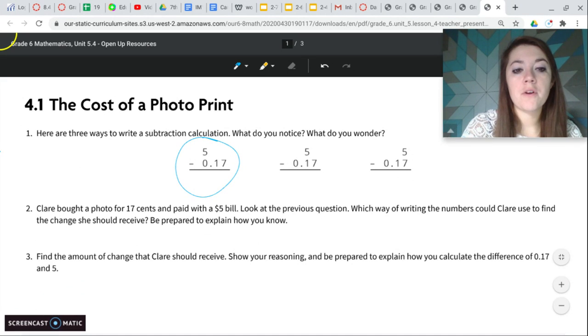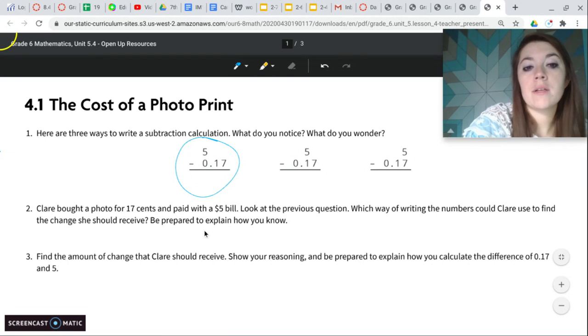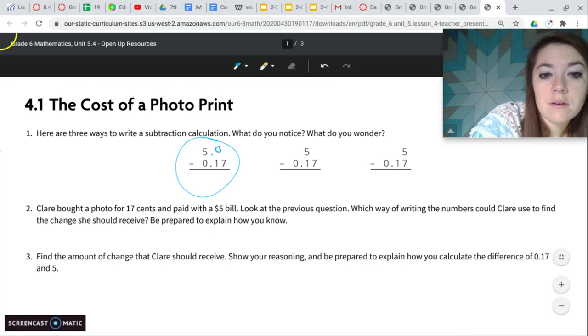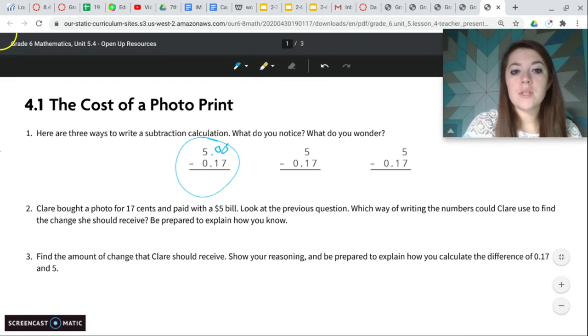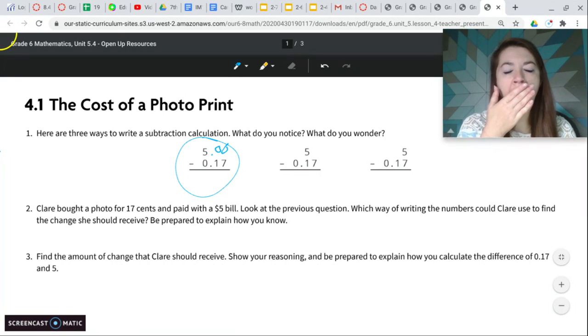So number 2, Claire bought a photo for 17 cents and paid with a $5 bill. Look at the previous question. Which way of writing the numbers could Claire use to find the change she should receive? Be prepared to explain how you know. Well, we just said this is the only one that's appropriate based on the situation. So this would be the one she'd use. She paid with a $5 bill, so technically this is 5.00. So all the place values line up, the decimals line up. That's the key thing. Those decimals need to be in the exact same spot. And if you have a whole number, the decimal is always right after the whole number. So this is the problem we should do.